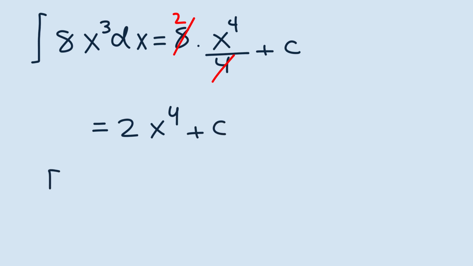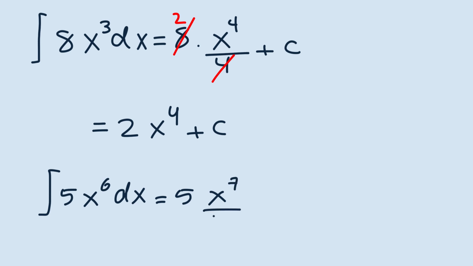One more example. Integral of 5x to the power 6 dx. So the answer will be 5 times x to the power, now 6 plus 1 is 7, so I have to put 7 and divide by that, plus c.